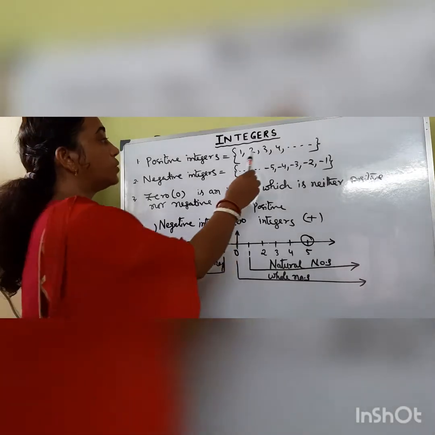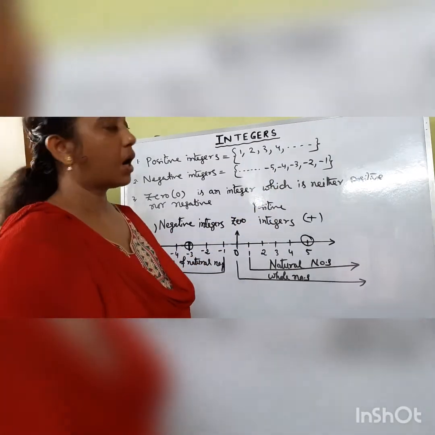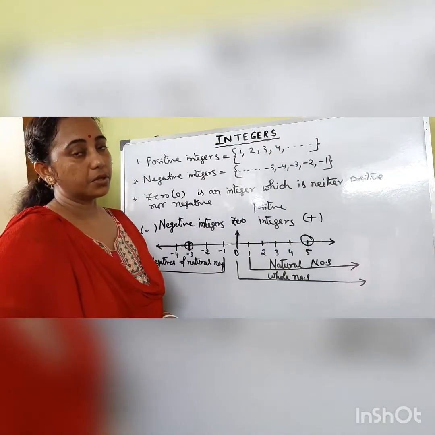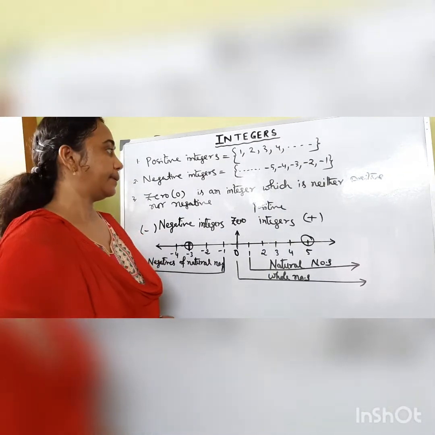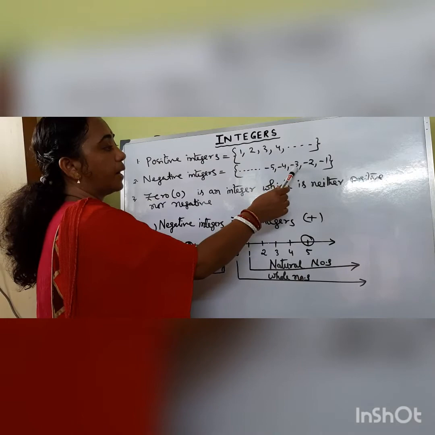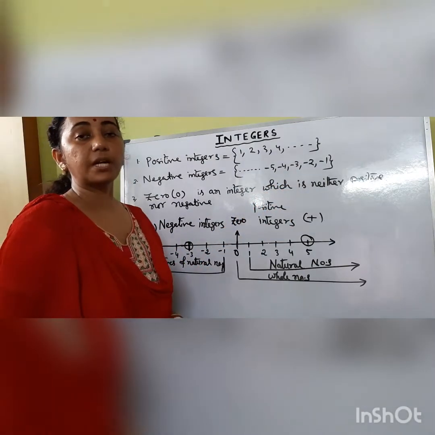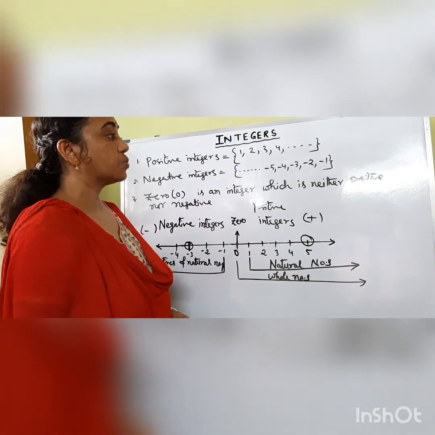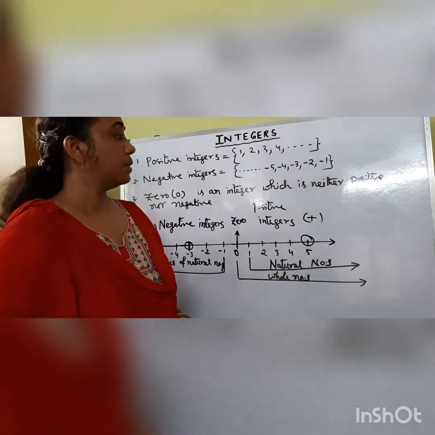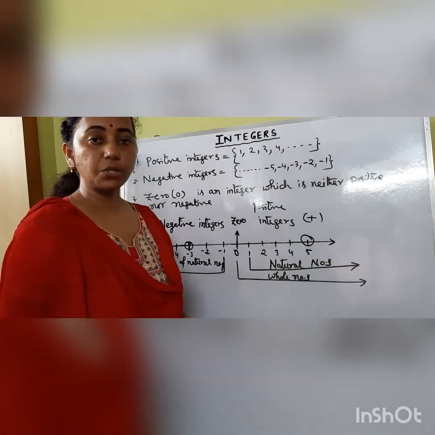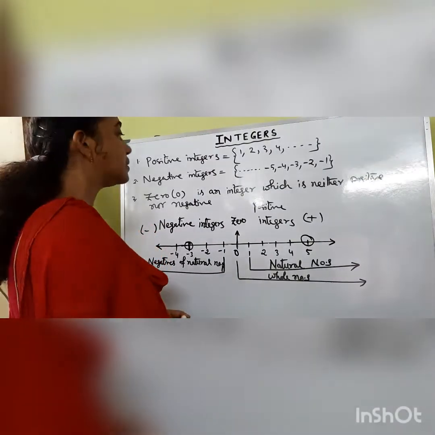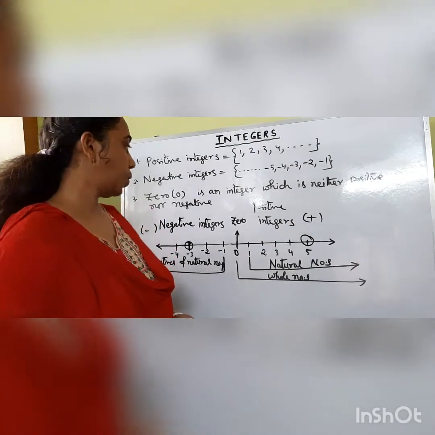The numbers 1, 2, 3, 4, 5 and so on, which are greater than 0, are called positive integers. These numbers are to the right side of 0 on the number line. The numbers ..., -5, -4, -3, -2, -1, which are negatives of counting numbers 1, 2, 3, 4, 5 and so on, are called negative integers. All negative integers are less than 0 and to the left side of 0 on the number line. 0 is an integer which is neither positive nor negative.